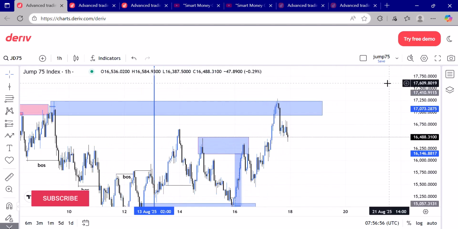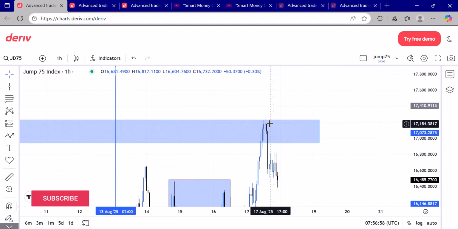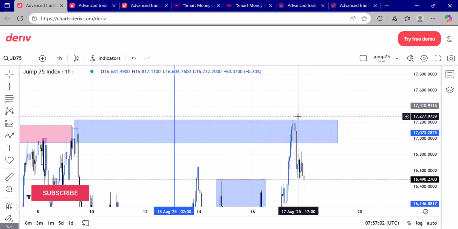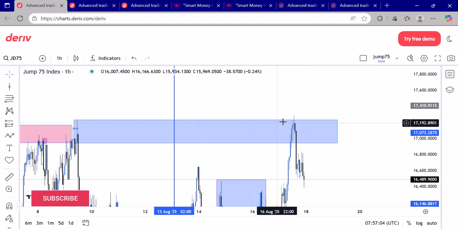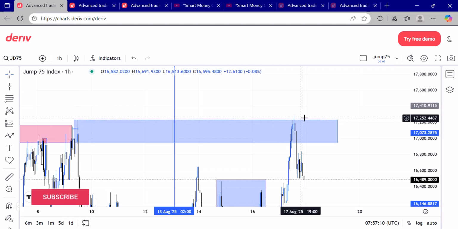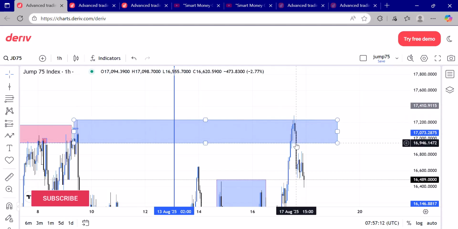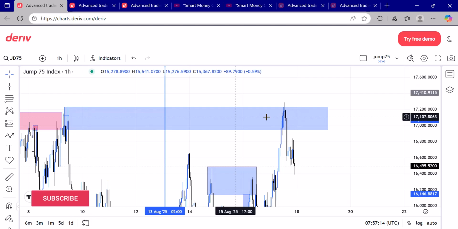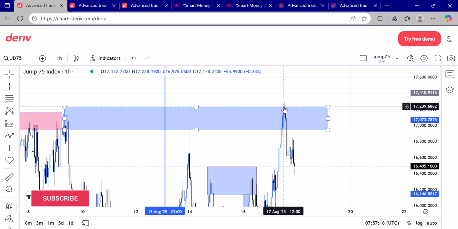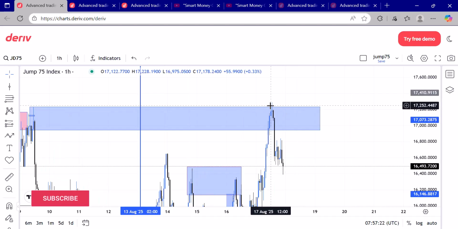Okay, because we saw this rejection, this big rejection here. So price did not breakout. Okay, had this breakout been a full body candle above this other previous high, we would have known that price is actually going bullish. But since it did not break with a full body candle, this was just a wick. So a wick is not a break of structure. Okay, so we are just seeing a wick.